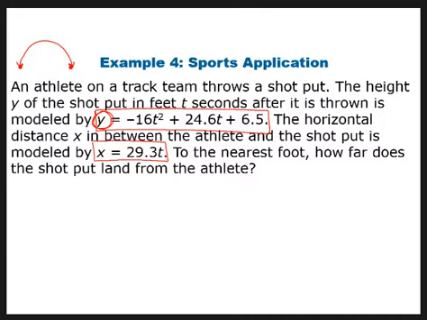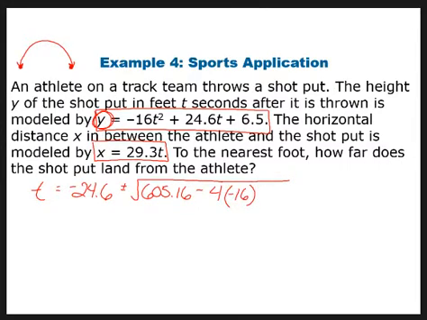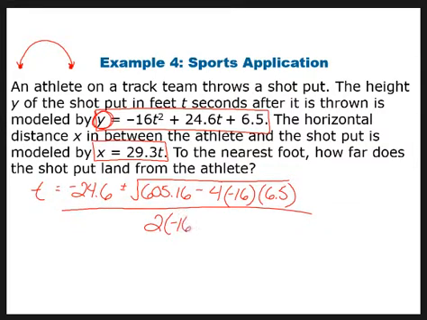So we have t's instead of x's, so I'm just going to go like this. Same idea. So negative b, 24.6, plus or minus the square root of b squared. So 24.6 squared is going to be 605.16. I have to extend my square root a little bit here. Minus 4 times negative 16 times c. And that is all going to be over 2 times a. Now the whole idea here is that we should be getting essentially 2 different answers.